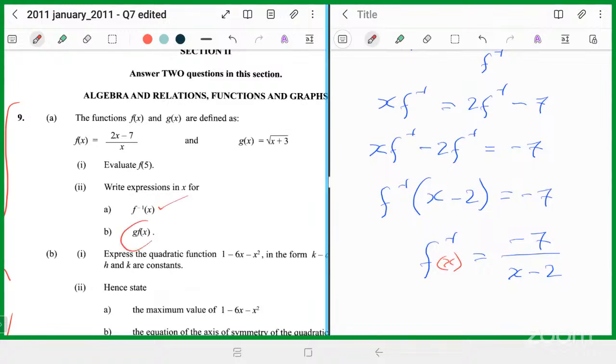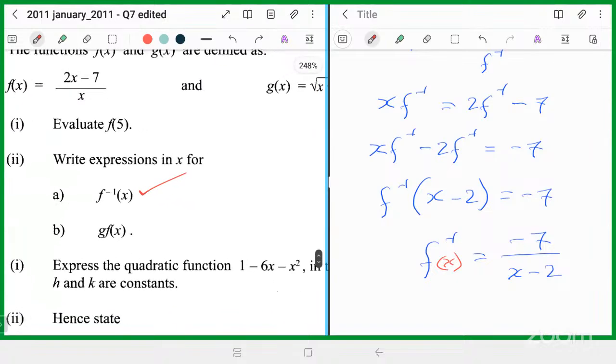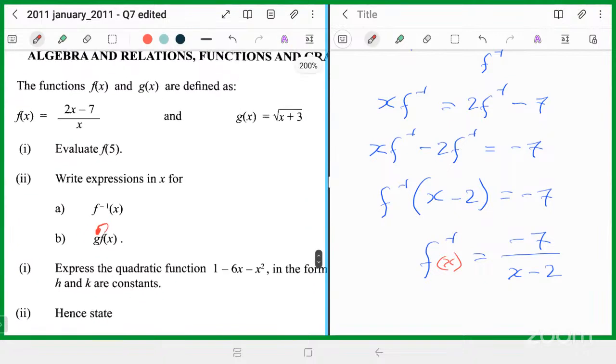Next part wants us to do g of f. So remember, let's set up right here. So this is g of f. It means f into g. That's how we construct it. Put the inner function into the outer function. This over here is the f. Take all of the f and put it into the g where the x is right here, and everything else stays where it is. That's how I formed it. That's how you put f into g.